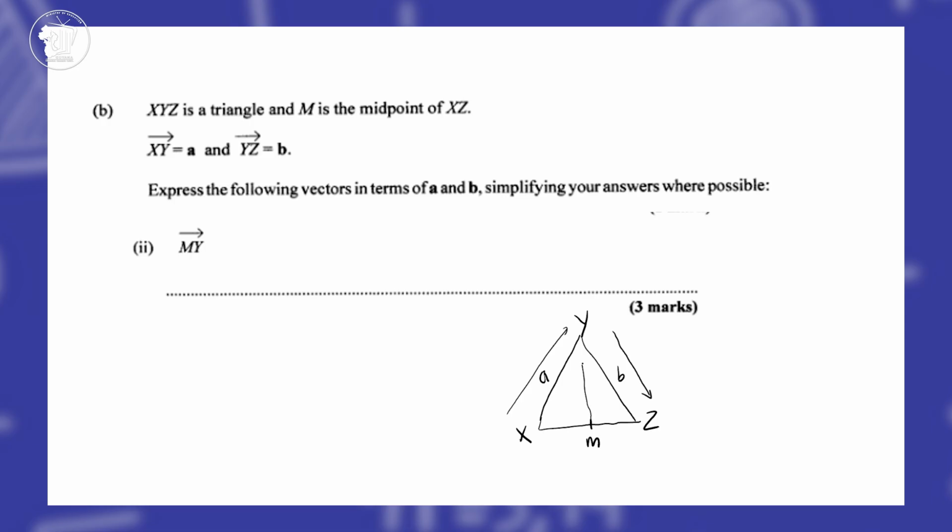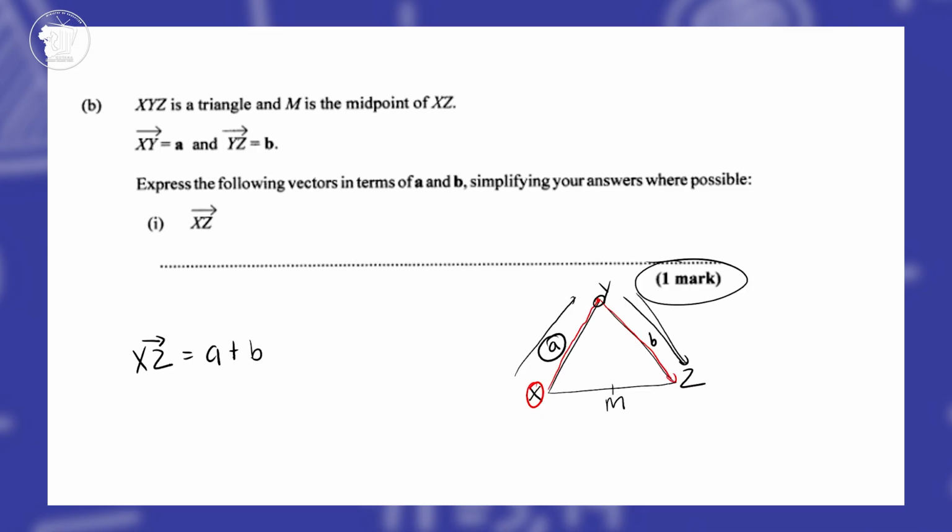For MY, we see we're moving from M and we're going to Y. We want to travel along a path to get MY. So to move from M to Y, we move from M, and then we travel to Z, so we can say MZ plus, and then we move from Z and we go to Y, ZY. And that is how we get the vector MY. That is how we move from M to Y. But here's the thing, they don't want it in terms of MZ and ZY, they want it in terms of A and B.